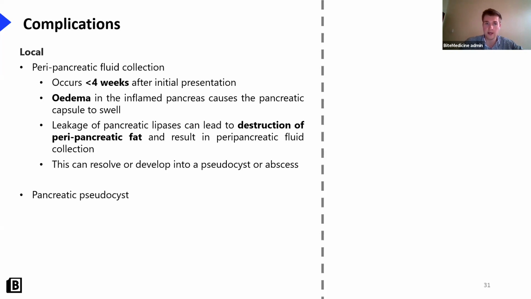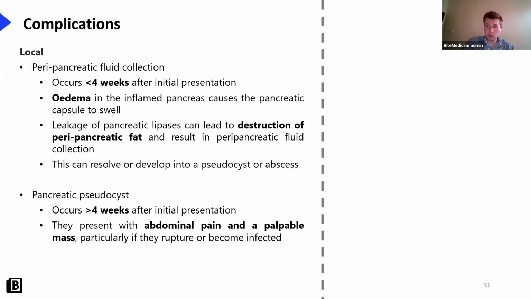So abscesses being kind of infected, walled off collections, and pseudocysts we're about to learn about. So the important reason that pseudocyst was incorrect in our question is because they occur more than 4 weeks after initial presentation. They present with abdominal pain and a palpable mass, potentially. Particularly, they will complain of pain if their pseudocyst ruptures or becomes infected.